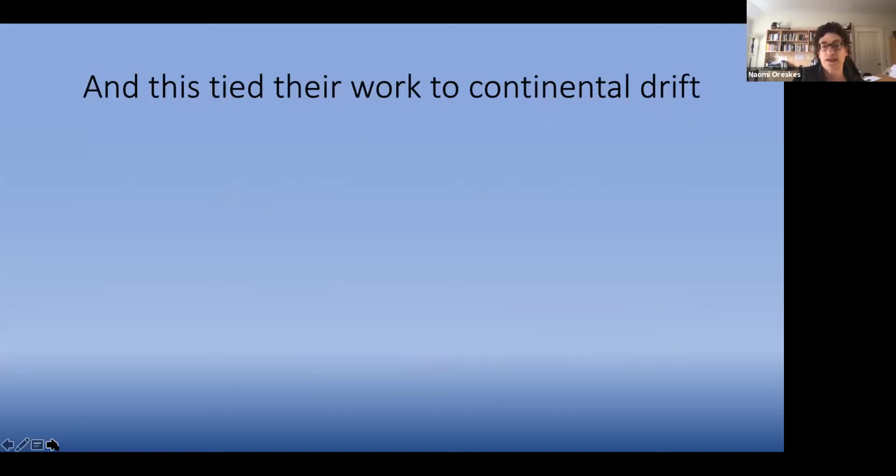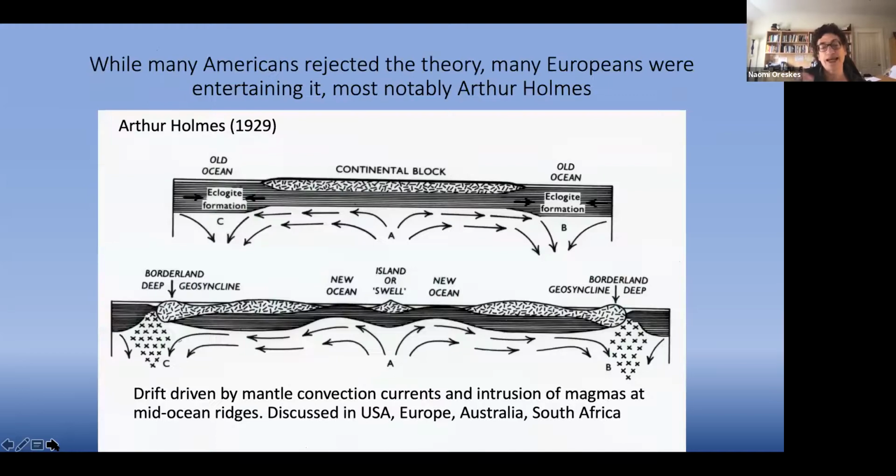And this was the thing then, of course, that tied their work directly to continental drift, because the idea of convection had already been proposed and discussed as the driving force of continental drift. So in the 1960s, scientists would, in fact, accept mantle convection as the driving force of continental drift. But that idea had already been proposed at the time of the continental drift debate.